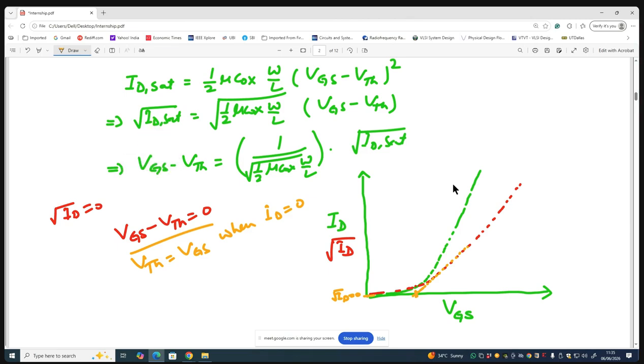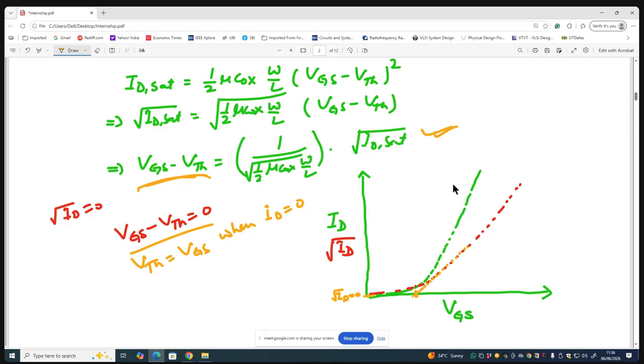To extract threshold voltage from the ID-VGS characteristic, what you can do is plot a square root of ID versus VGS, and you see this equation. So when I am writing this equation, do you think that this equation captures all the characteristic that is shown over here? Is it like that?